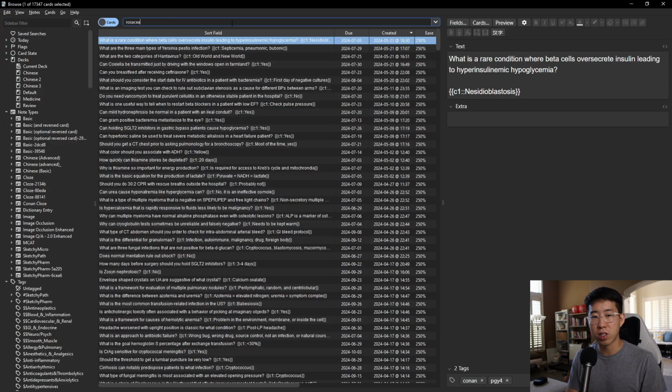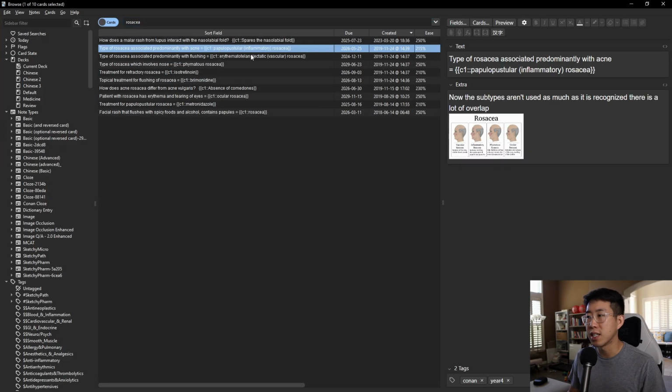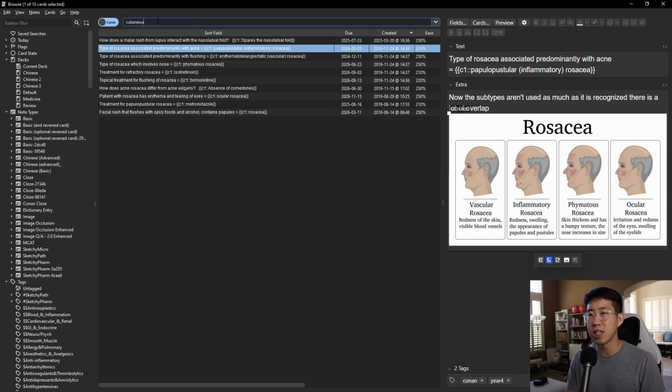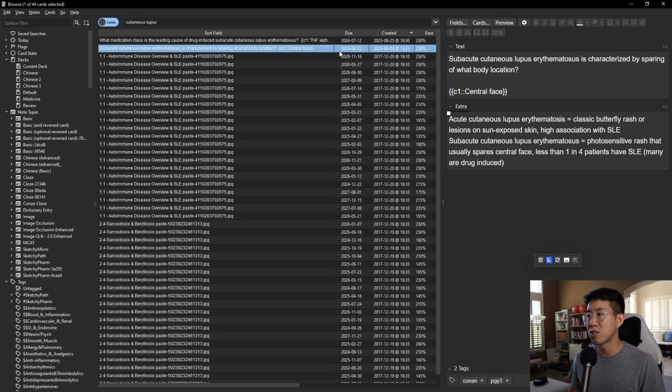So just pulling up my Anki real quick, if we take a look at rosacea, then we can see there's papulopustular rosacea, which is probably what this guy has. And that's going to probably be this inflammatory rosacea here. There's multiple different types of rosacea. And then cutaneous lupus, there's actually a couple things. There's one called subacute cutaneous lupus erythematosus, which actually spares the central face. So that's kind of what I was alluding to earlier. So you have acute cutaneous lupus, which is the classic butterfly rash, and then the subacute cutaneous lupus erythematosus, which is a photosensitive rash that usually spares the face.